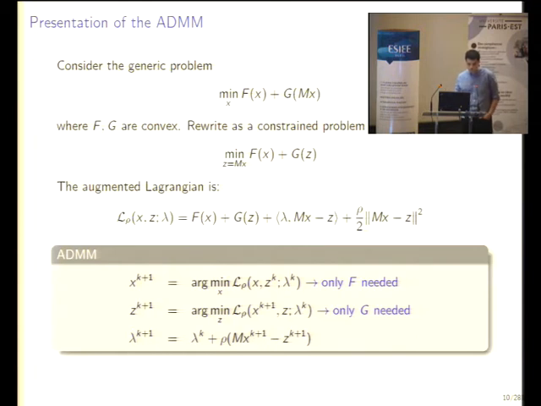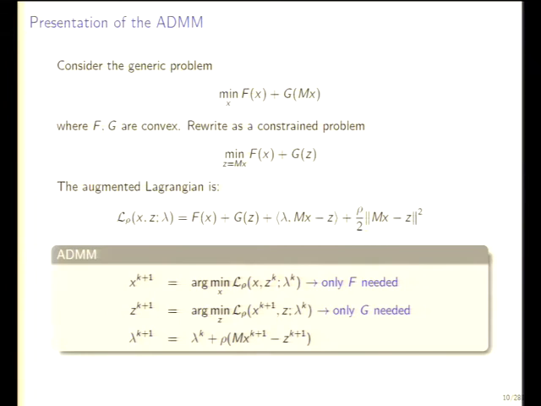So we can do as usual and write the augmented Lagrangian. This is a function which depends on three variables in that case: x and z, which are the primal variables, and a Lagrange multiplier lambda. It can be written as f(x) plus g(z) plus the inner product of lambda and Mx minus z, plus this penalization rho over 2 times the squared norm of Mx minus z.